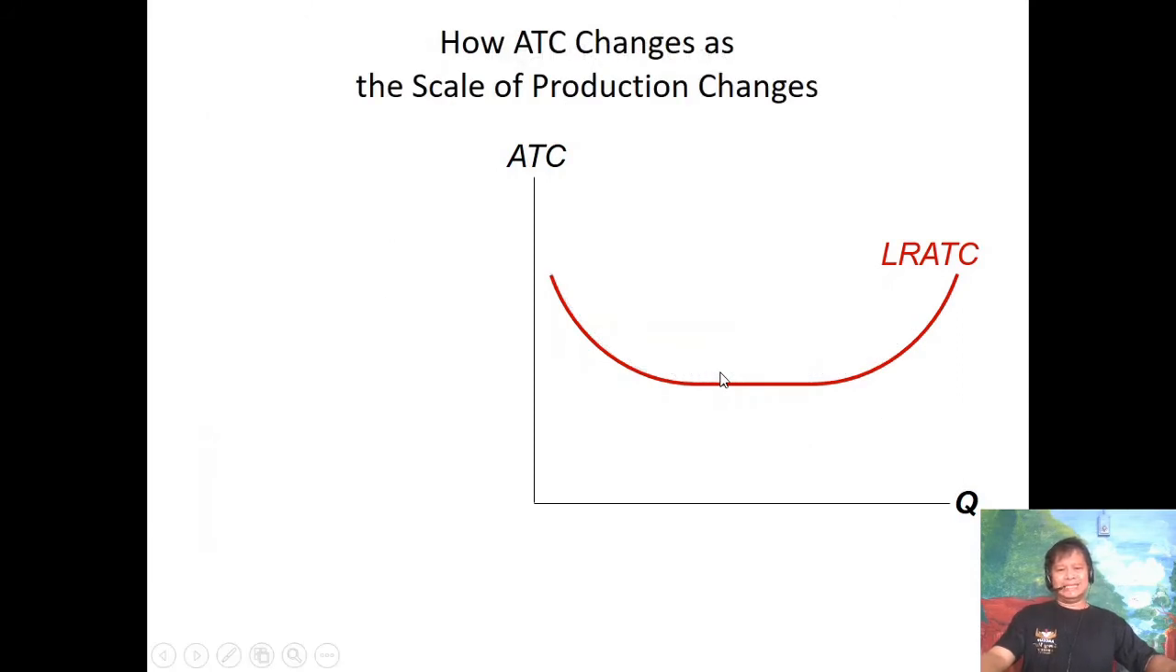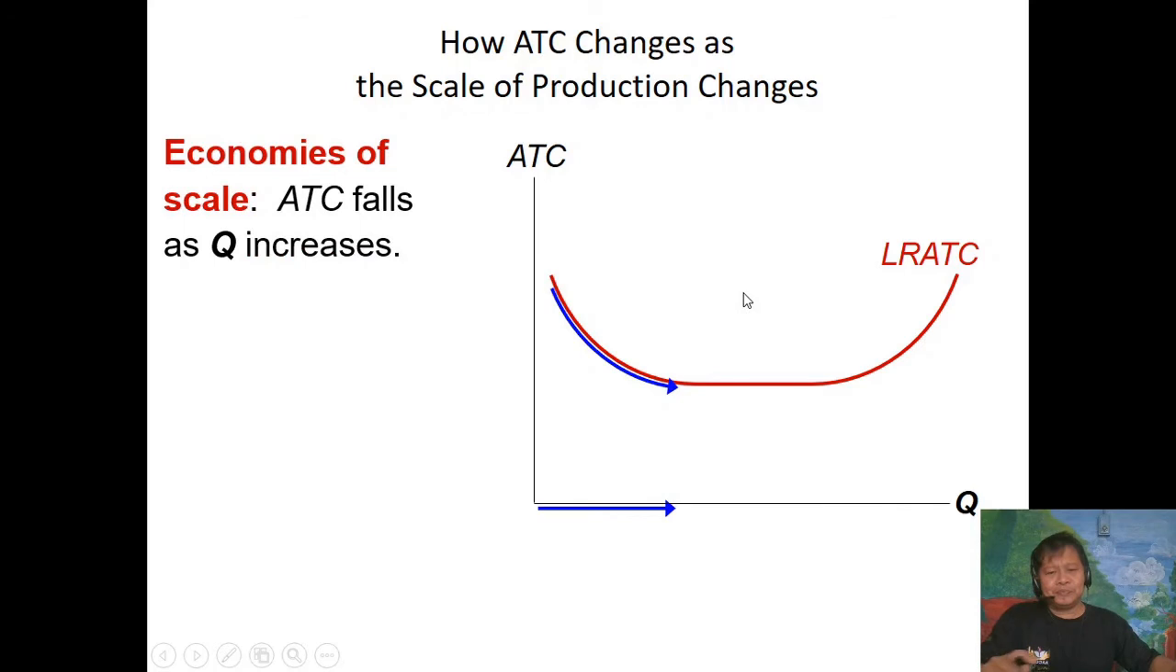Okay? So this is how the average total cost changes as the scale of production changes. Of course, as we increase our production, there are portions where our average total cost decreases, a portion where the average total cost is constant, and also a portion where the average total cost is increasing. In our example, in this illustration, the first blue line, the arrow, this decreasing red curve going down up to this portion, is called economies of scale. This is the economies of scale.